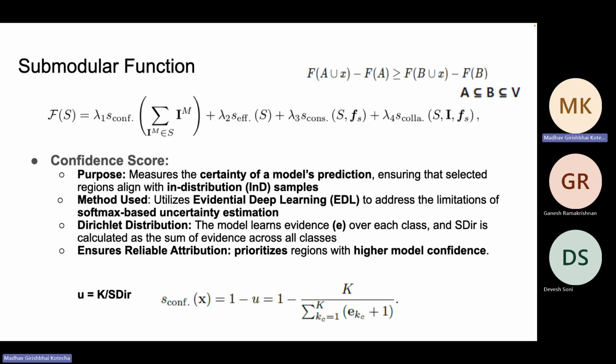The purpose of this confidence score is to measure the certainty of the model's prediction, which ensures that we only take the in-distribution samples and avoid the out-of-distribution samples. So it uses evidential deep learning.